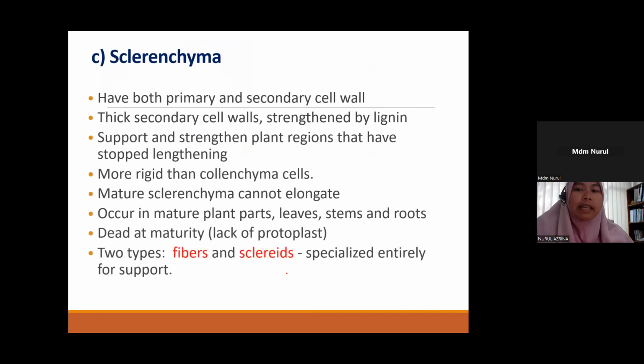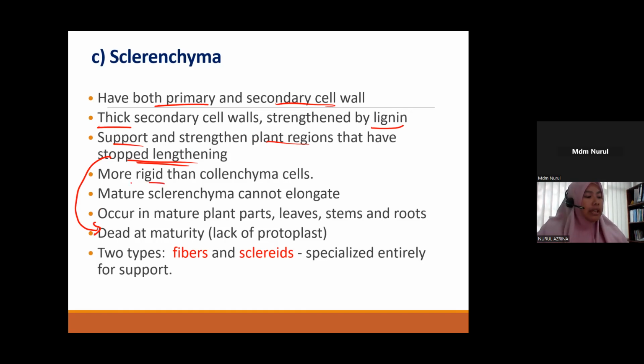Okay, sclerenchyma cells have both primary and secondary walls. The secondary wall is thick and strengthened with lignin. The function of sclerenchyma is to support and strengthen plant regions that have stopped lengthening. That is why it is said to be dead at maturity, because they lack protoplast, so they are no longer able to elongate.